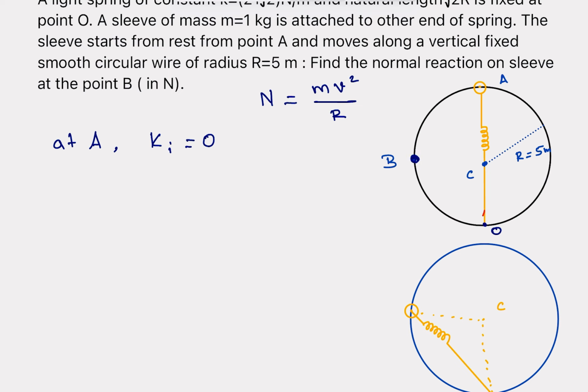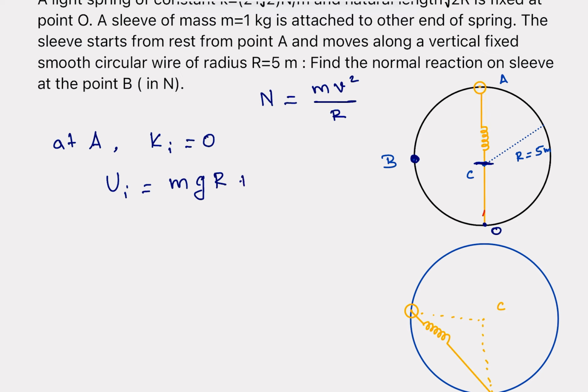To understand this gravitational potential energy, the reference point is very important. We'll take the reference point as C. C is the reference point. If C is the reference point, what is the height of A? R, right? So the potential energy is the summation of both. One is the gravitational potential energy, mgh, which is mgr here, because r is the height from C, the center point.